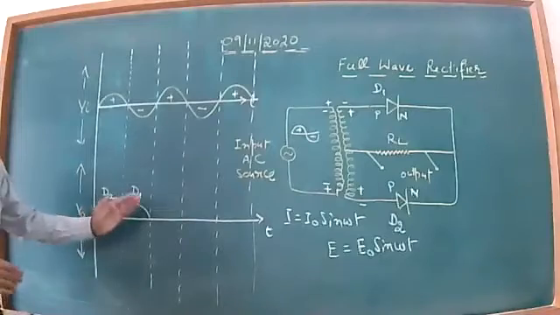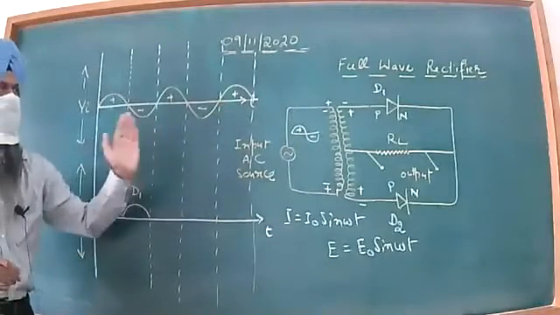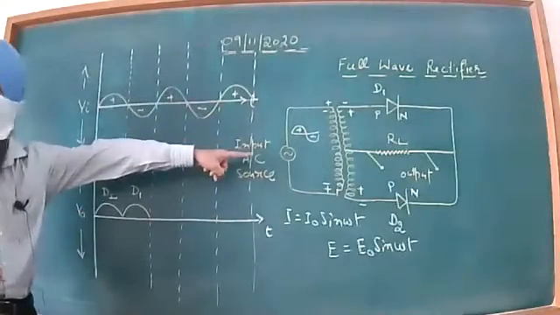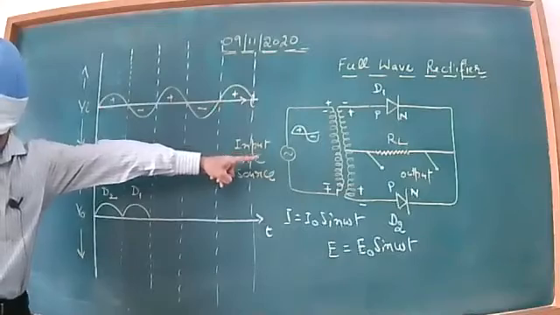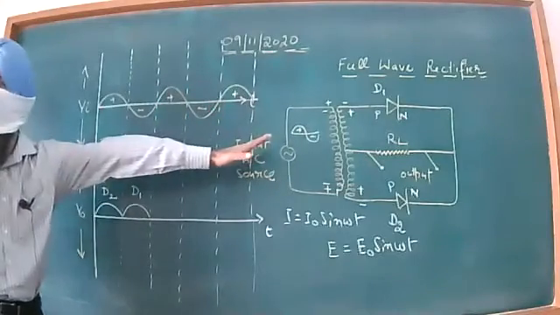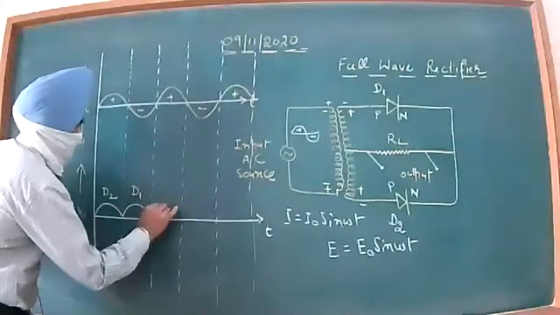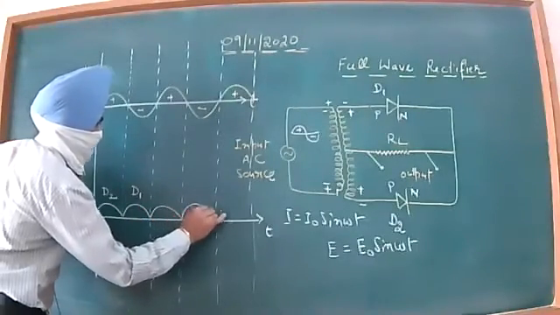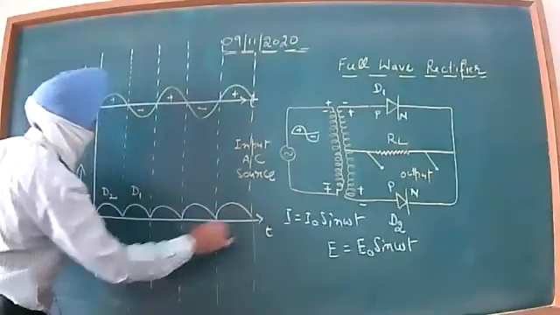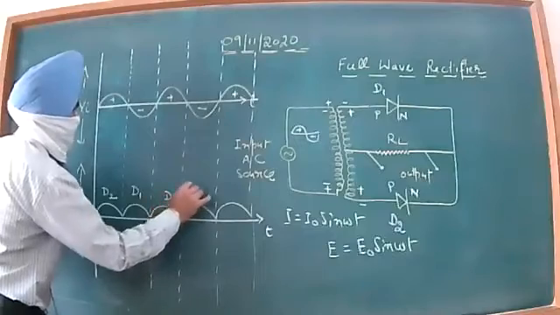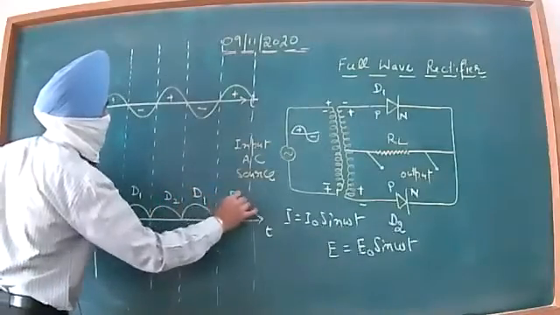And in this manner, beta, when our positive as well as negative spikes of this input sine wave AC are provided to this full wave rectifier, then alternatively both your diodes will be working and we will get this type of output. This is due to D2, D1 and D2 like that.